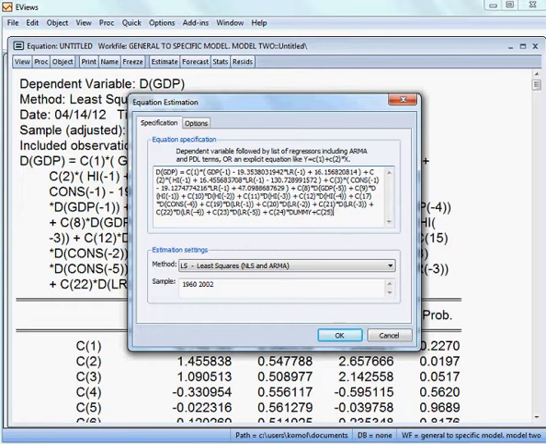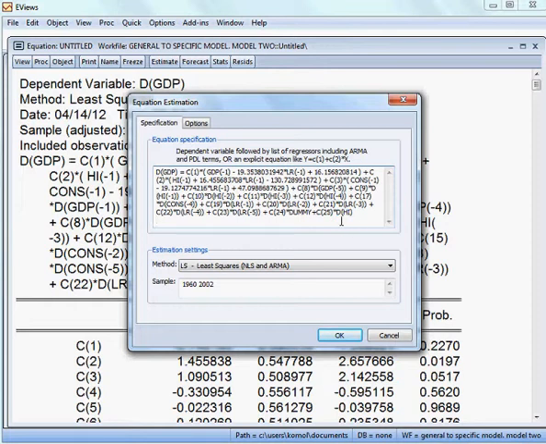C25, right? C25 I am adding. First I add the first variable here. That is DHI. What does HI mean? HI means housing spending. So here I put D. What does D mean? The first difference of the housing investment.